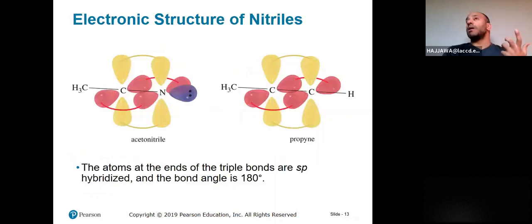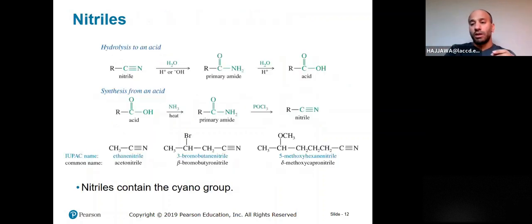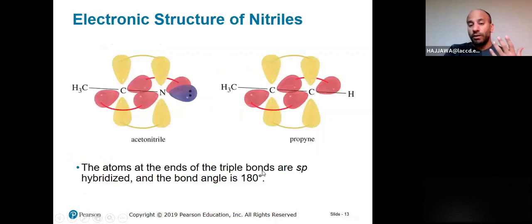It's an sp hybridized carbon and nitrogen. That's important to keep in mind. So when you draw a structure that does have a cyano, be careful not to put it in a zigzag formula. Make sure that it does actually show as a linear shape moiety, as it is a 180-degree bond angle.